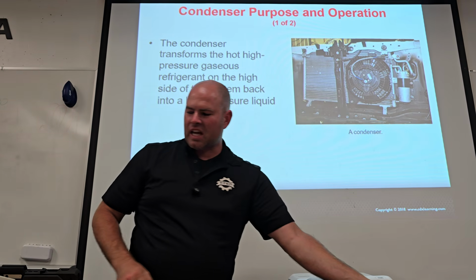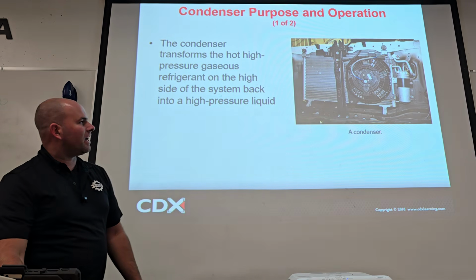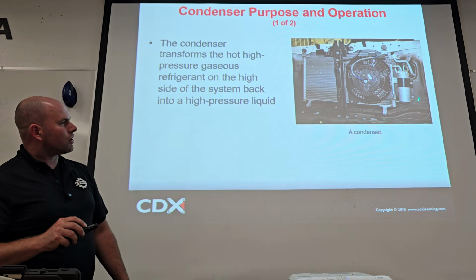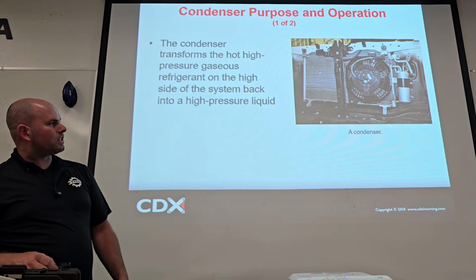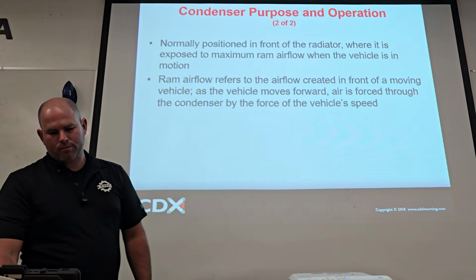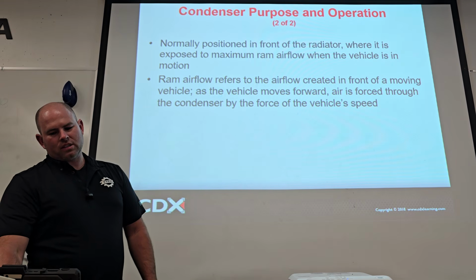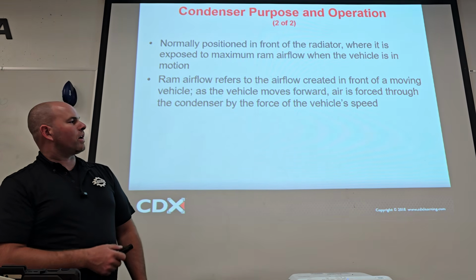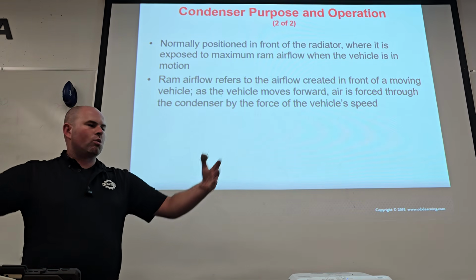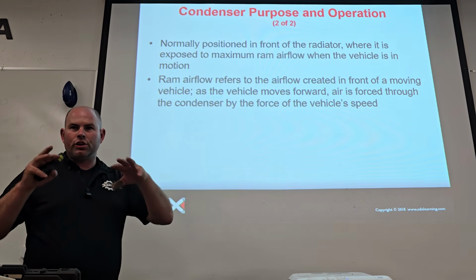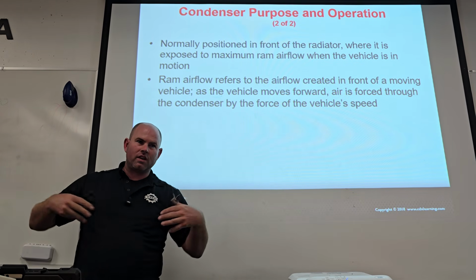Okay, makes sense? That's why it's up under the hood. That's why it's got a fan. That's why you can see the receiver dryer right there. Right? That's pretty average, pretty typical. Okay, makes sense? Oh, and also it does have ram airflow. So when you get up to speed, we're trying to ram air through the grill and that type of stuff to really cool it.